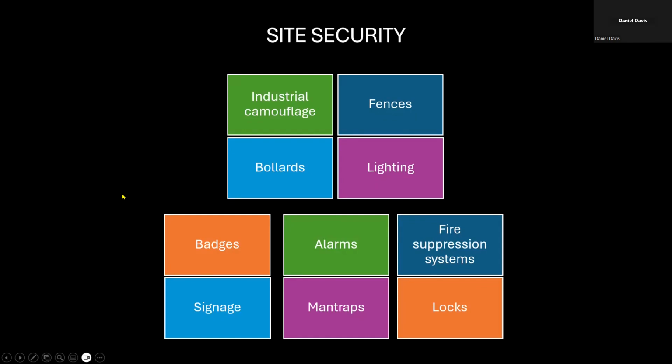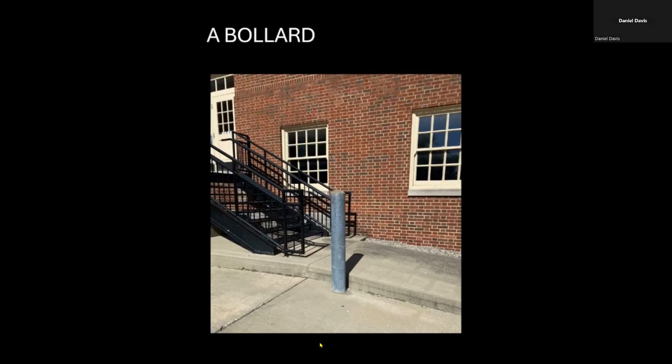Let's talk about site security. So we're primarily focusing on physical, real-world security at this point. Some common things that we can use for physical security would be things like industrial camouflage, fences, bollards, lighting, badges, signage, alarms, man traps, fire suppression systems, locks. This is just a quick image of a bollard. Usually these are designed to prevent vehicles from passing through a specific area.